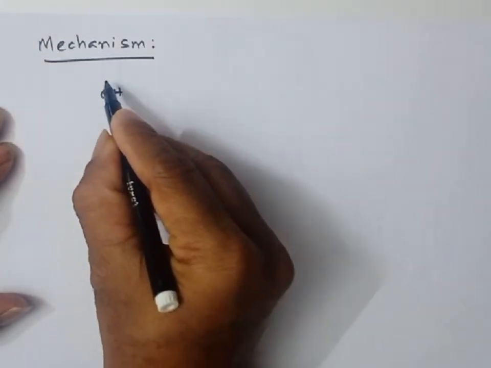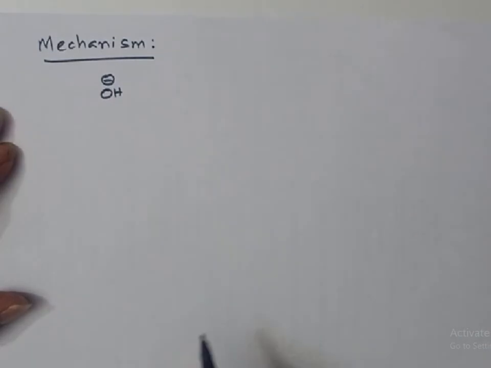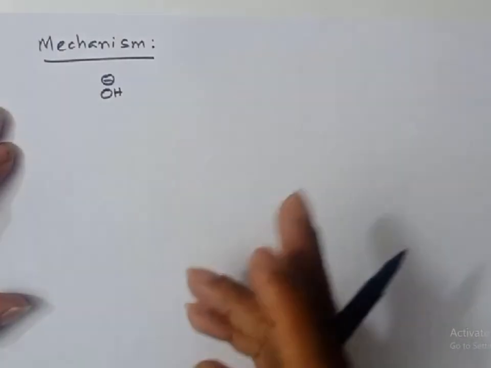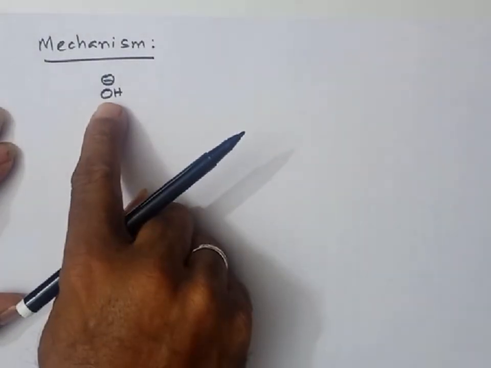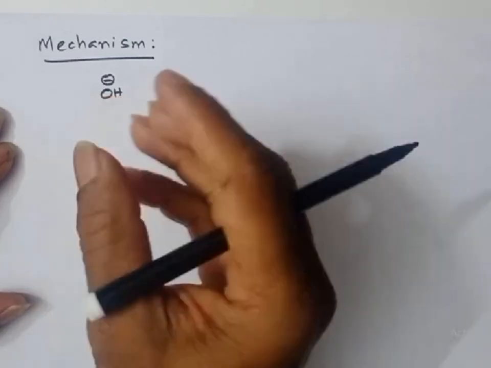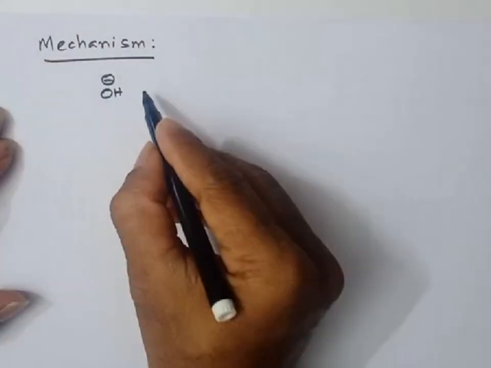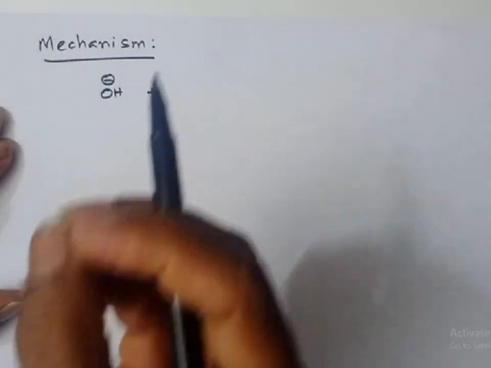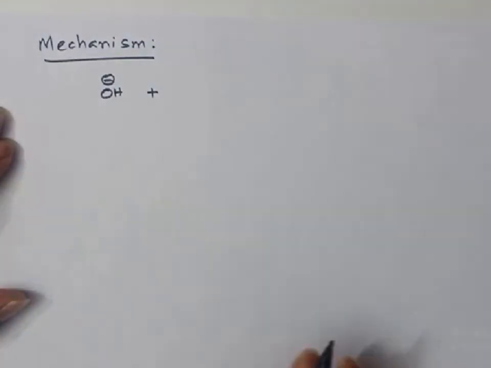We have the base OH minus, sodium hydroxide. You know very well, sodium hydroxide ionizes to give Na plus and OH minus. So this OH minus comes from sodium hydroxide. We call it the hydroxide ion, right? What it will do, it will remove H plus if it is available in the molecule.